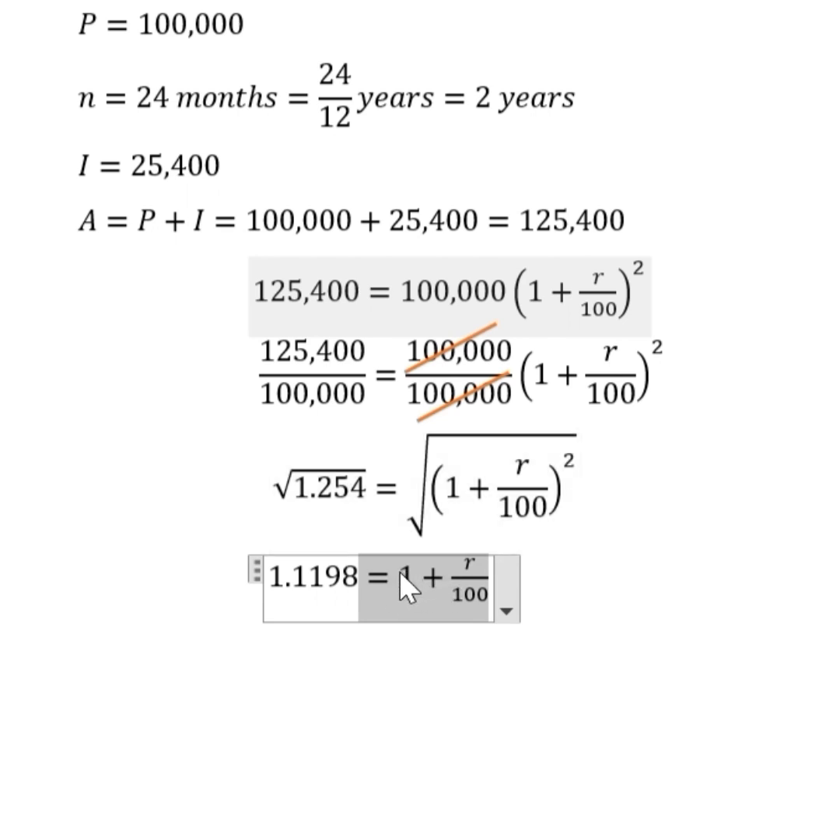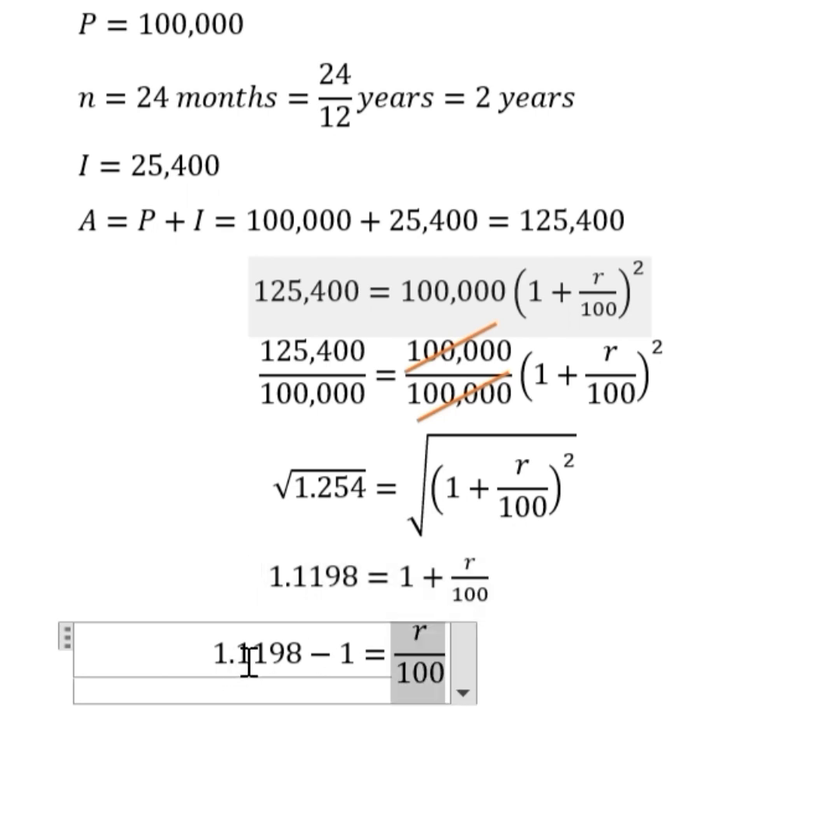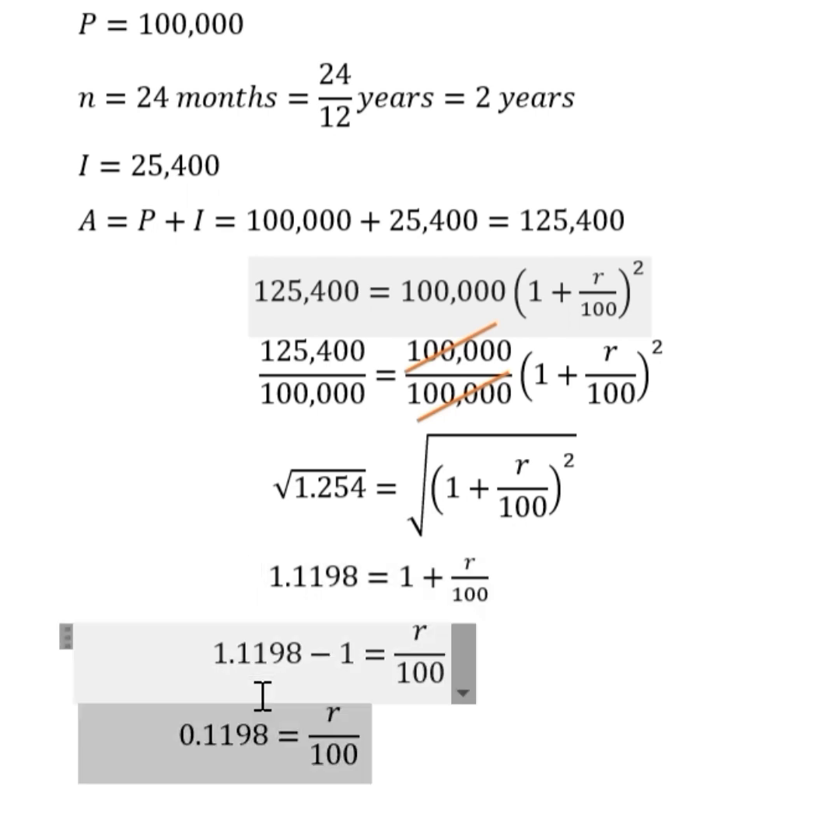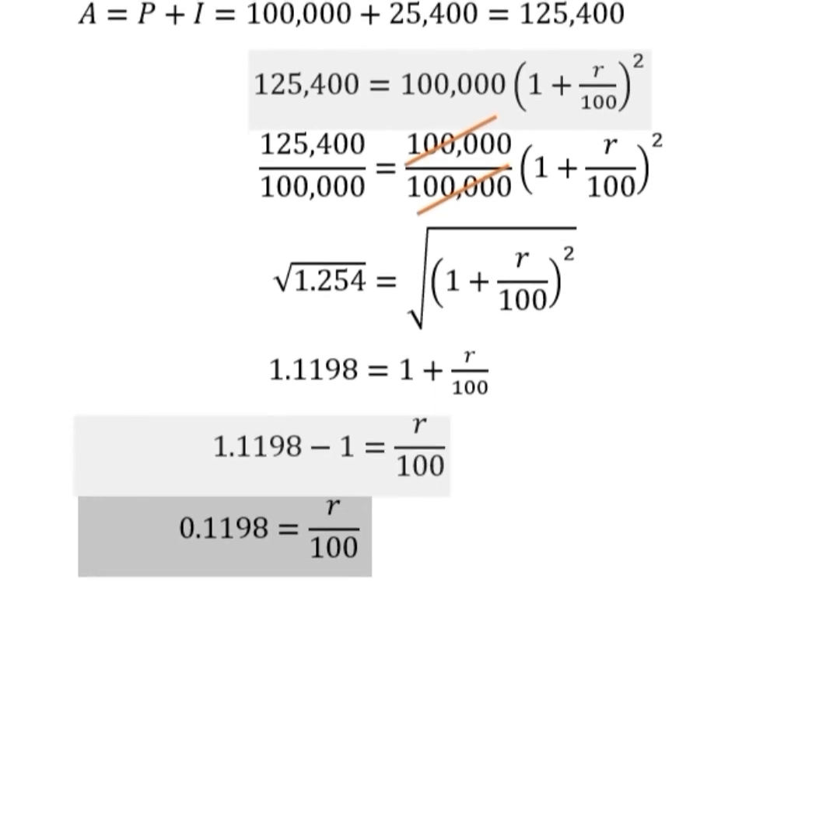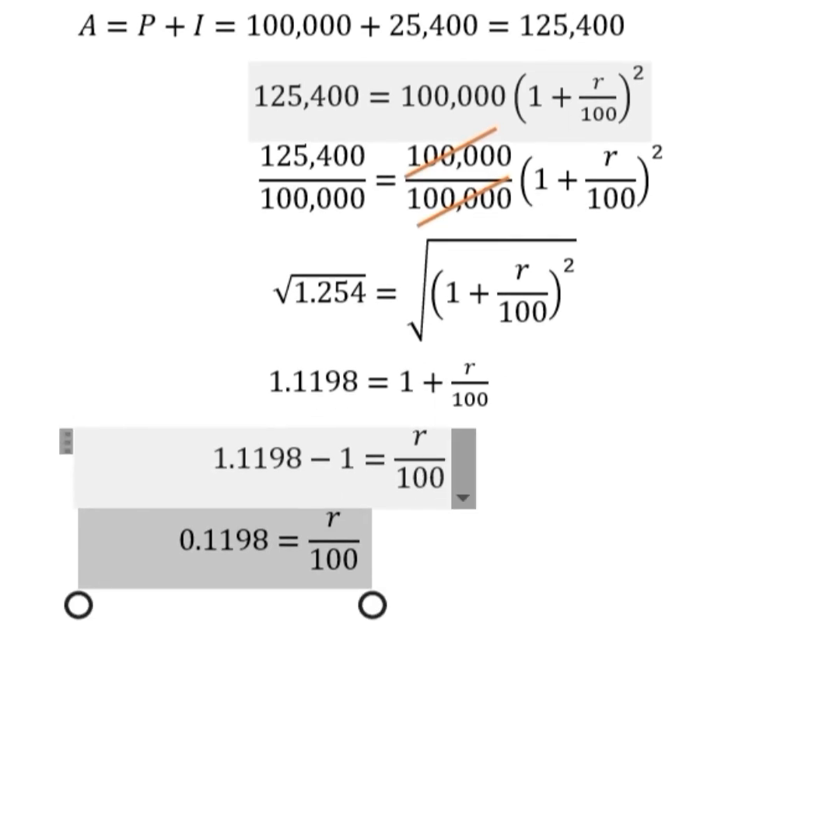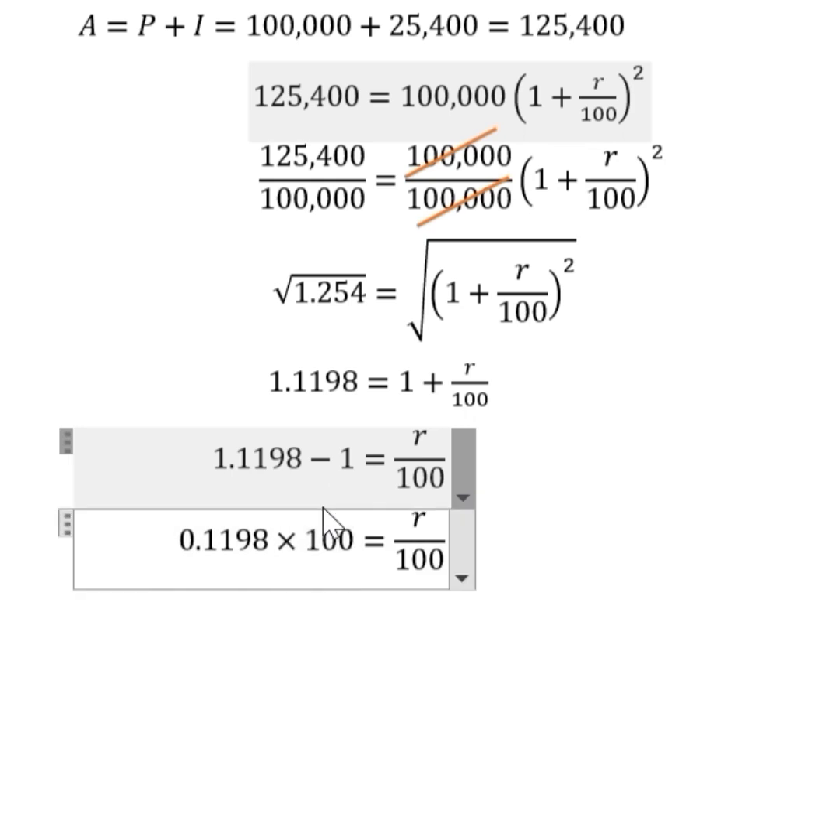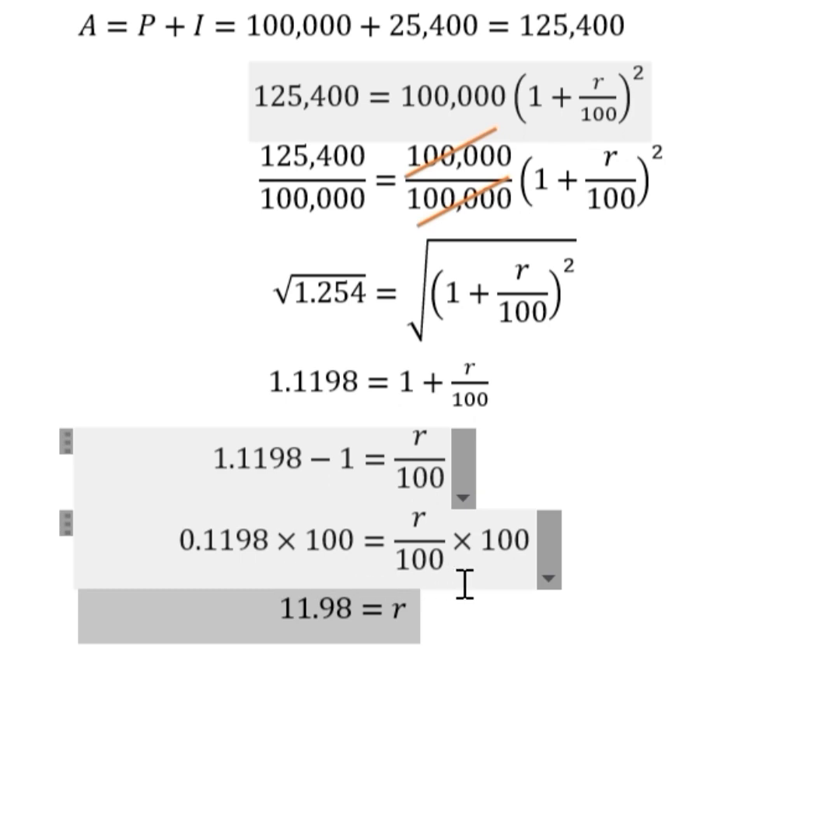The next thing is to take 1 across the equal sign. So we shall have 1.1198 minus 1 being equal to r over 100. This minus this gives us 0.1198 being equal to r over 100. To get r, we multiply both sides by 100 so that we can make r the subject of the formula. If we do that, we shall get 11.98 being equal to r, because this 100 and this 100 cancel. So our rate is 11.98%.